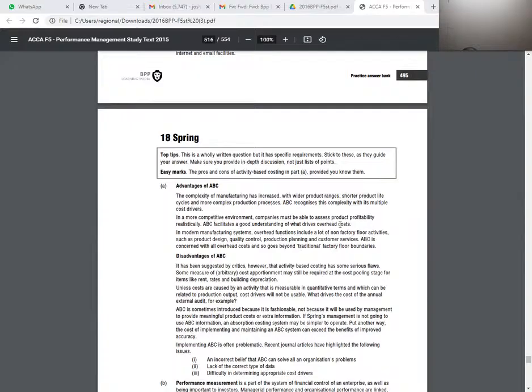Ladies and gentlemen, they're not even giving us a very good answer here. The only thing that I'm able to pick from the answer is this: ABC facilitates a good understanding of what drives overhead cost. The answers that I would have picked, or rather which I expected ACCA to give me, number one, is a better understanding of what drives costs. That is very good for me to have my fingers on those activities that drive my cost, for me to be able to seal my pocket well, so that money does not go out.